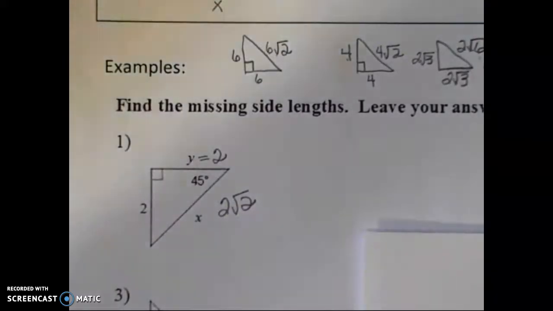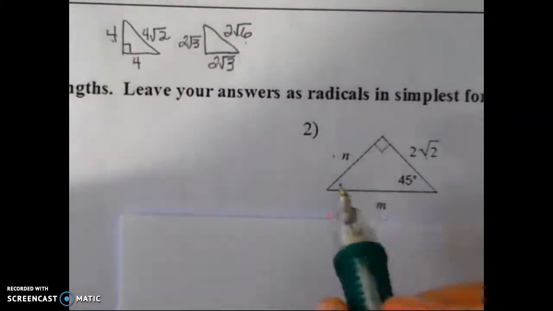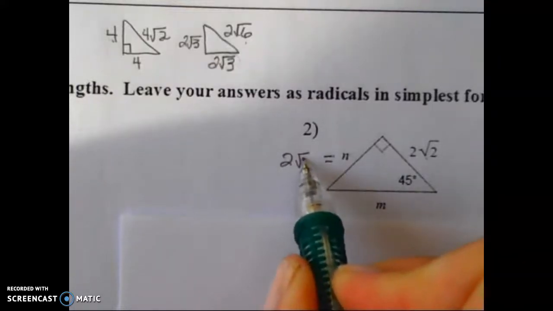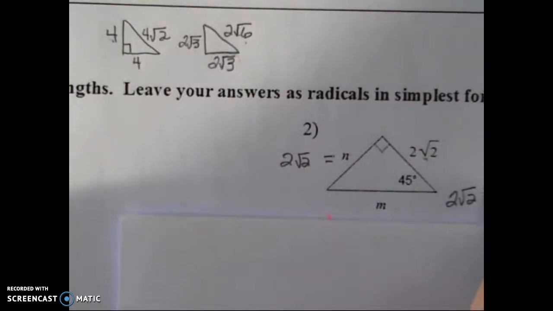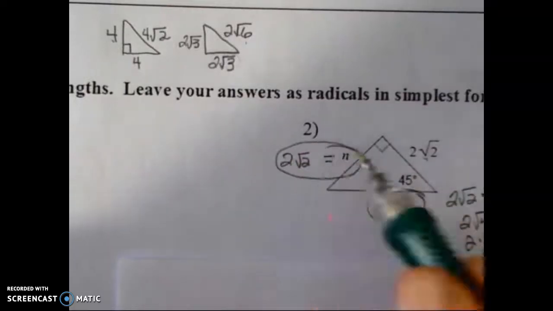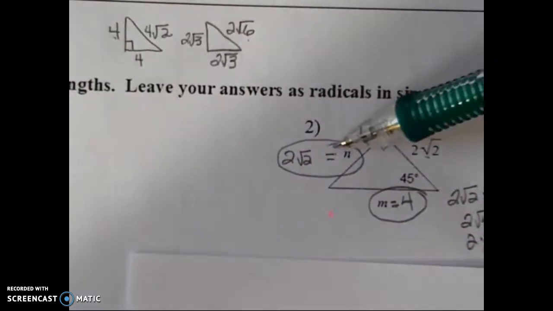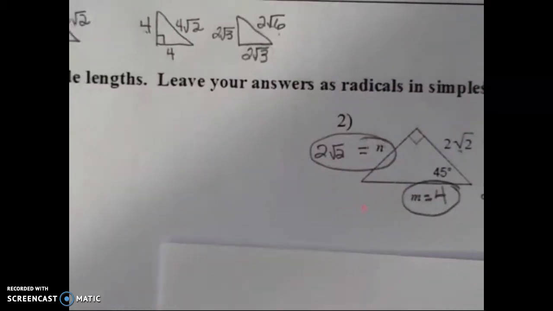Let's do number 2. You're given the leg. The other is the same. To go from the leg to the hypotenuse, you take this leg, which is 2 root 2, and you multiply it by the root of 2. This gives me 2 root 4. 2 times 2 is 4. I'll circle that. And that one. The legs are the same. To go from the leg to the hypotenuse, you multiply it by the square root of 2. Let's try another.